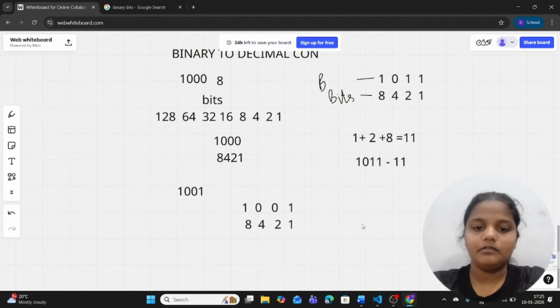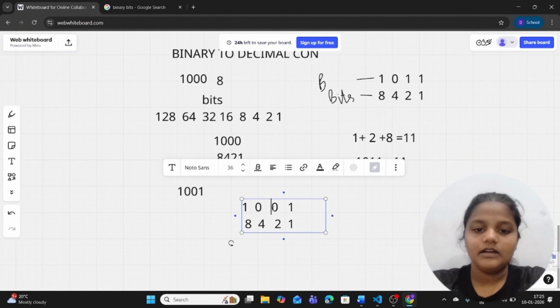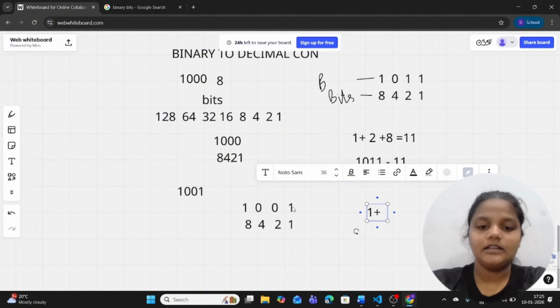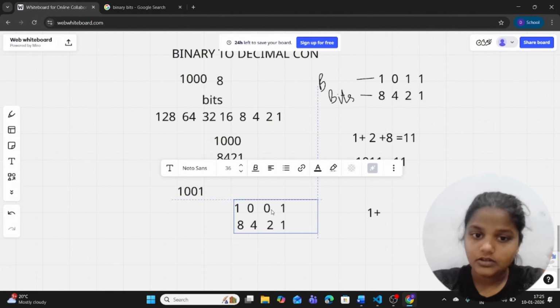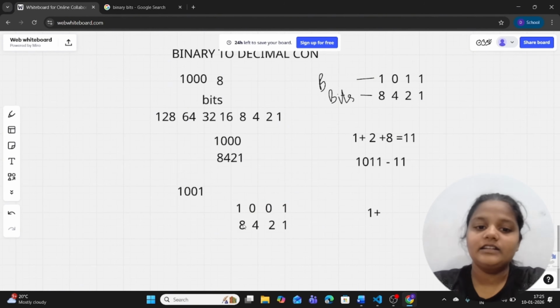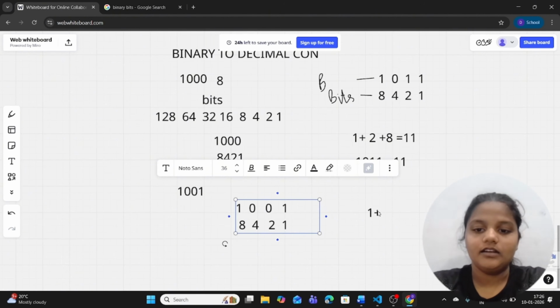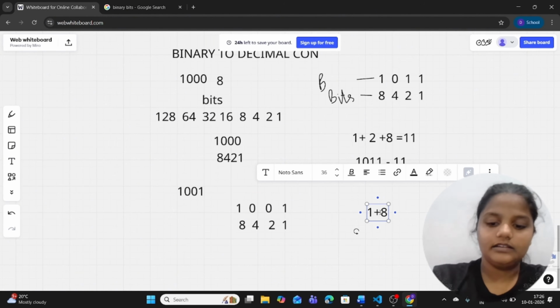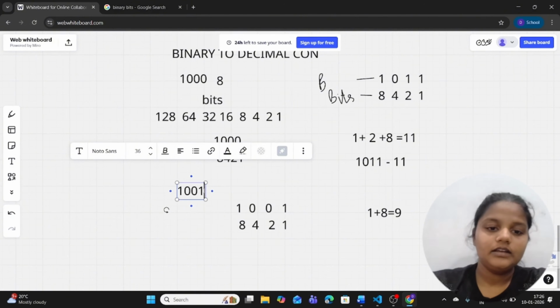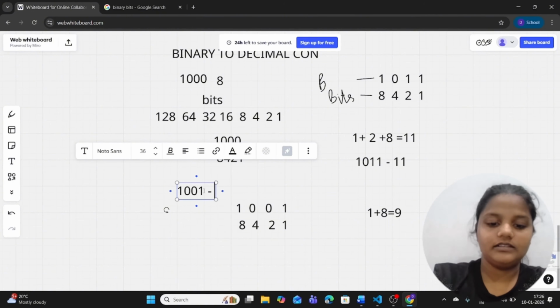Now we want to see in our binary number at which positions the 1 is present. In our first position the 1 is present and the corresponding value is 1, right? So we add 1. Then the second bit is 0, so we won't add that. The third bit is 0. Our fourth bit is 1, and its corresponding value is 8. Now we add 8, and it is equal to 9. So our binary value 1001 has the decimal value 9.